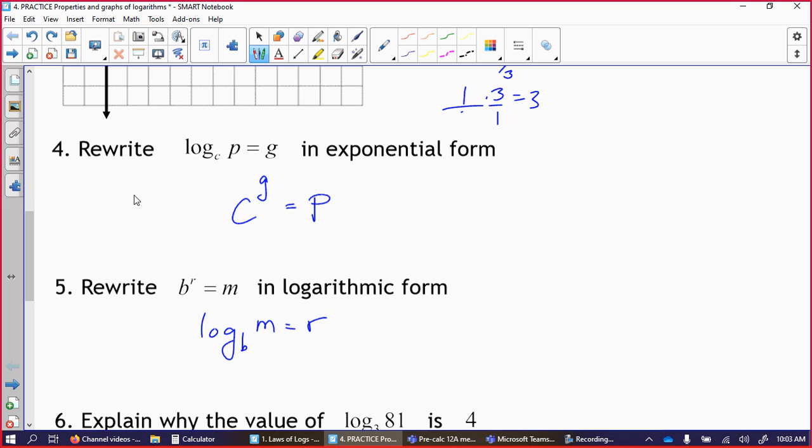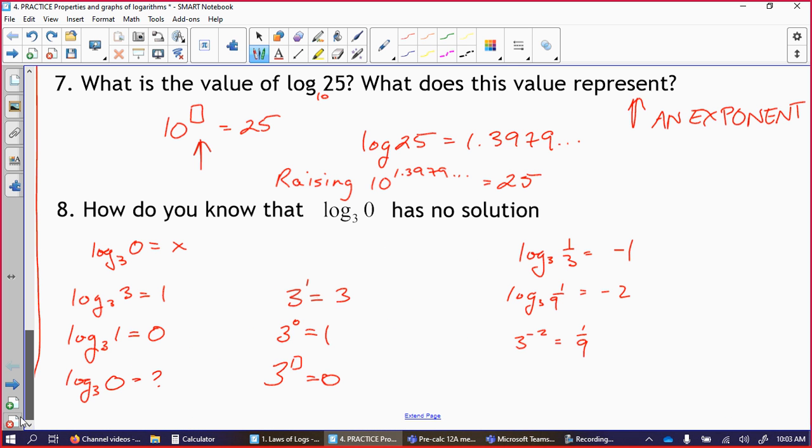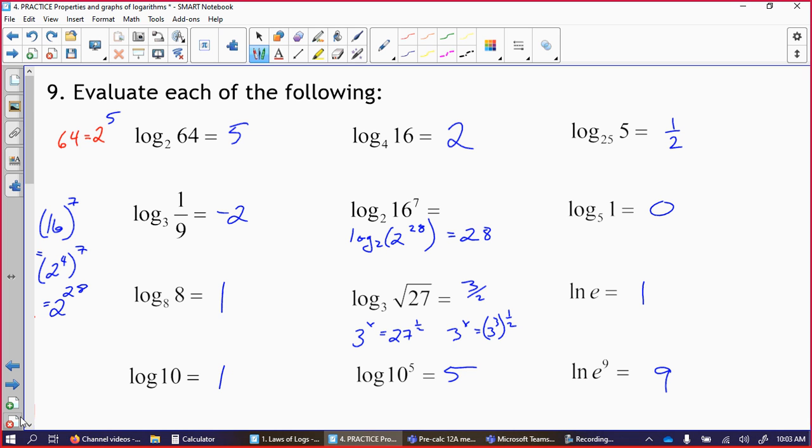I think I did all of that on Friday. I did this morning. Rewrite in exponential form. C to the G equals P. The base to the exponent is that, and B log base B of M equals R. We did all of that on Friday. I filled in some of these. Log base 4 of 16, 4 squared is 16, 25 to the 1 half is 5, 3 to the negative 2 is 1 ninth, 16 to the 7th is, well, 16 is 2 to the 4th, to the 7th is 2 to the 28th. Whew, big number.